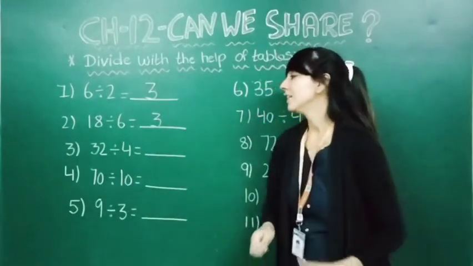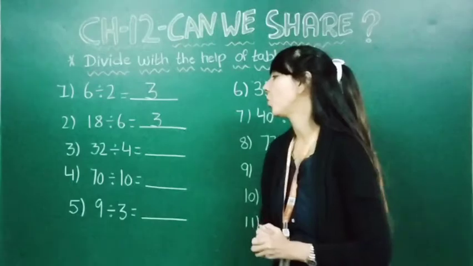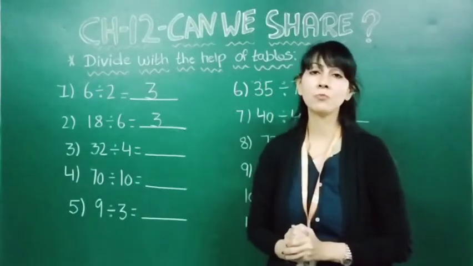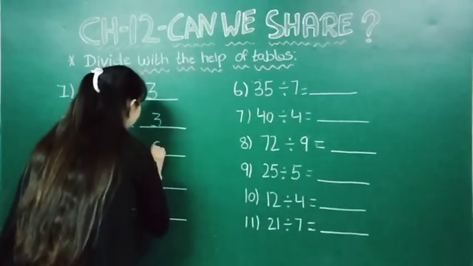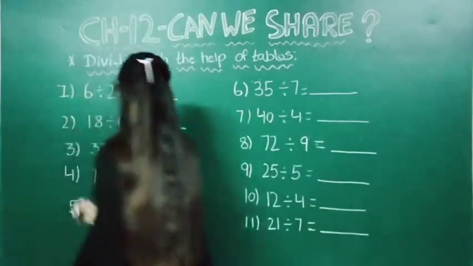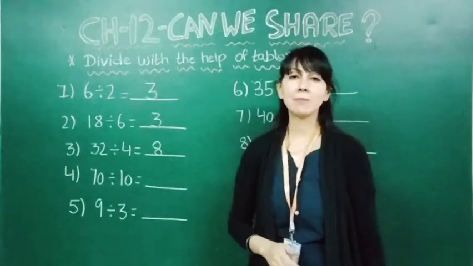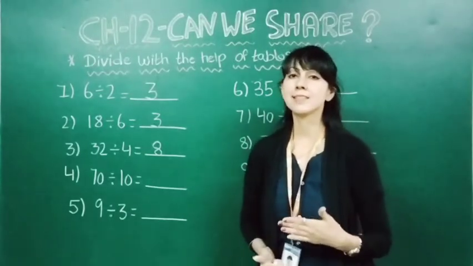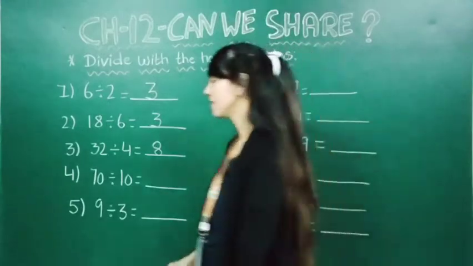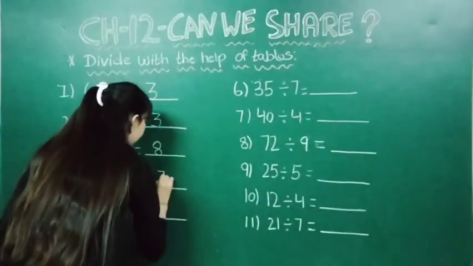Now next one, 32 divided by 4. Now when 32 comes in table of 4, yes, 4 8s are 32. So here it will come 8. Okay. Now 70 divided by 10. Now when 70 comes in table of 10, yes, 10 7s are 70. So here it will come 7.